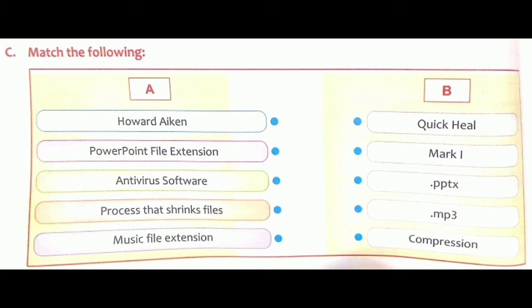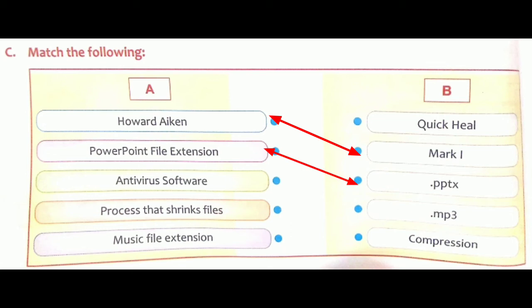Now let's continue with the matching. Here we have two columns, column A and column B. We have to choose the right answer for column A in column B. So the first question in column A is Howard Aiken. So what did Howard Aiken invent? He has invented Mark first. So we will match it with Mark first. Now the second point in column A is PowerPoint file extension. As we know, the default extension of PowerPoint file is .pptx. So here we will match it with .pptx.